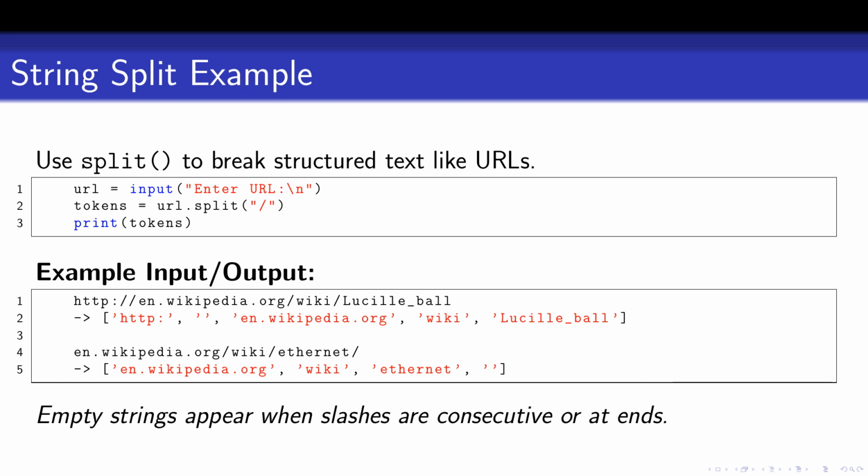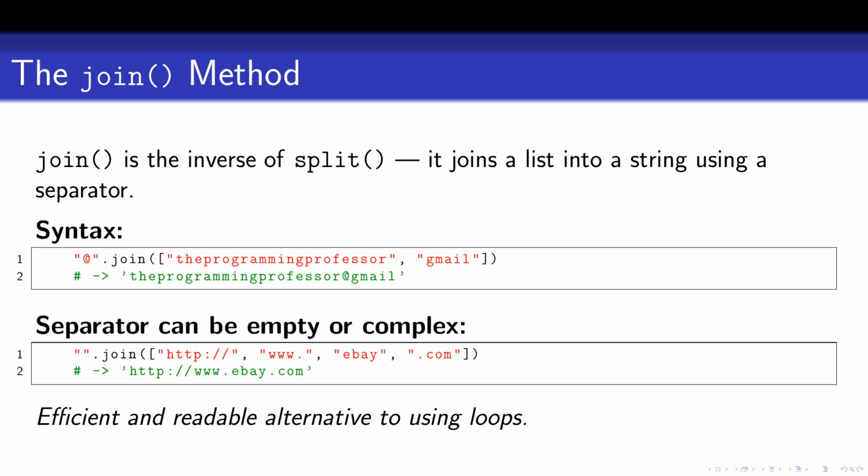The join method is essentially the reverse of split. It takes a list of strings and combines them into one string using a specified separator. For example, if you pass the @ symbol as the separator and the programming professor, and Gmail as the list, it returns the programming professor at Gmail. This method is clean, efficient, and much more readable than using a loop with string concatenation.